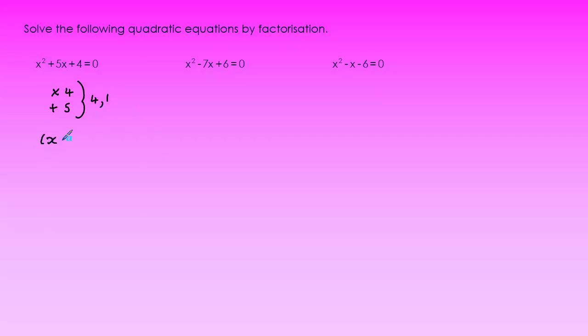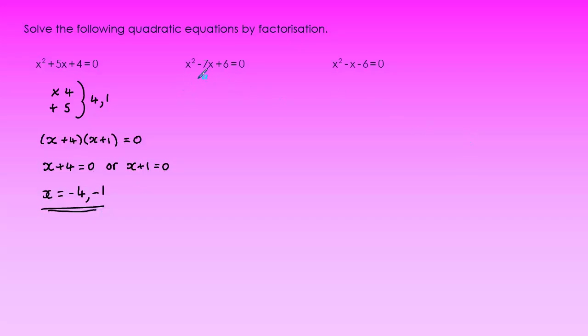So we can say this is x plus 4 and x plus 1, and that's equal to 0. We can now use the null factor law. So x plus 4, this bracket must be equal to 0, or x plus 1, the second bracket, must be equal to 0. So that gives me that x is negative 4, and this one gives me x would be negative 1.